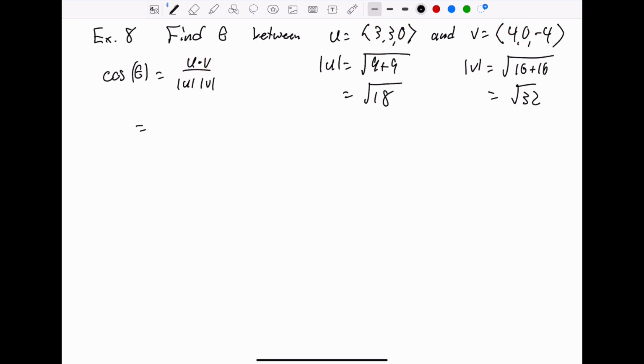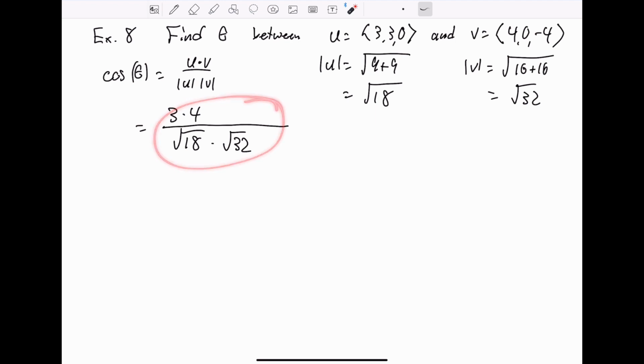There are our magnitudes. Now let's compute the dot product to get the numerator here. 3 times 4, that would be 12. And then 3 times 0 is 0. And 0 times negative 4 is also 0. So the second two terms in the dot product are just going to be zeros, because when we multiply the two middle components, we have 0. When we multiply the z components, we also have 0. So the dot product here is just 3 times 4, divided by the magnitude of u times the magnitude of v.